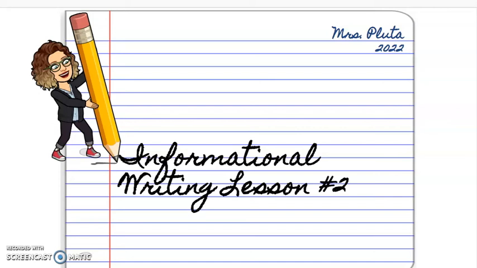Informational writing lesson number 2. The first step in informational writing is deciding what to write about. Today, we are going to create a list of what we are an expert of.